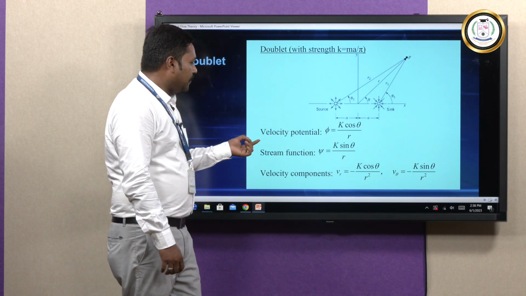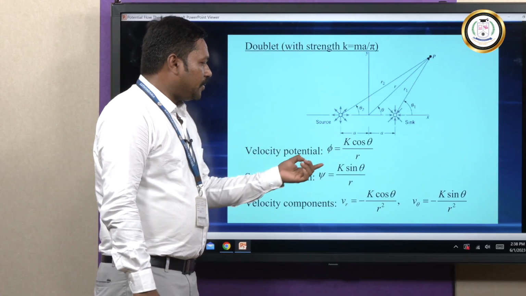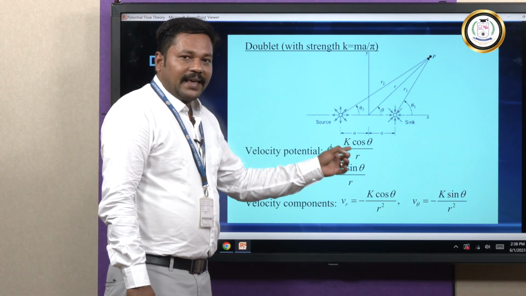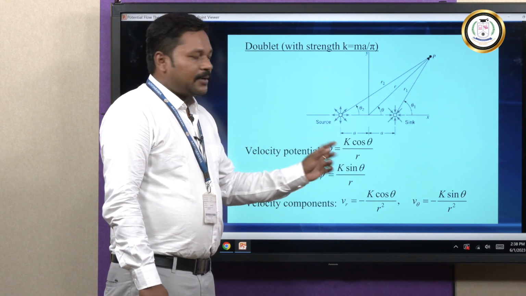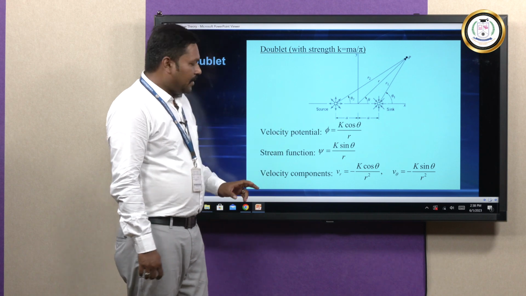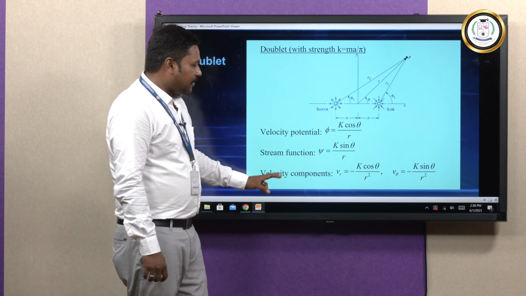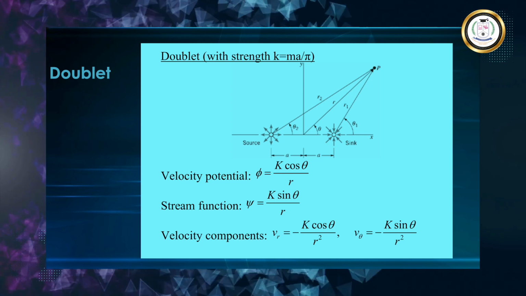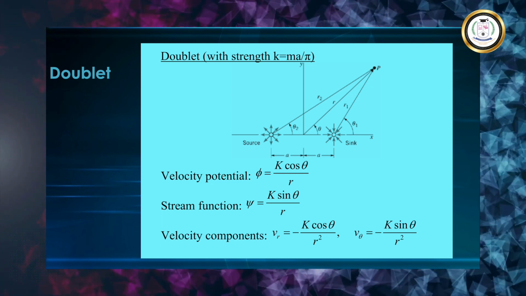We have the velocity potential, phi equal to k cos theta by r. Here k is the strength of the doublet, and k sin theta by r is the stream function. When we resolve the velocity function, we have the radial velocity as well as the tangential velocity. Both velocities have been superimposed.